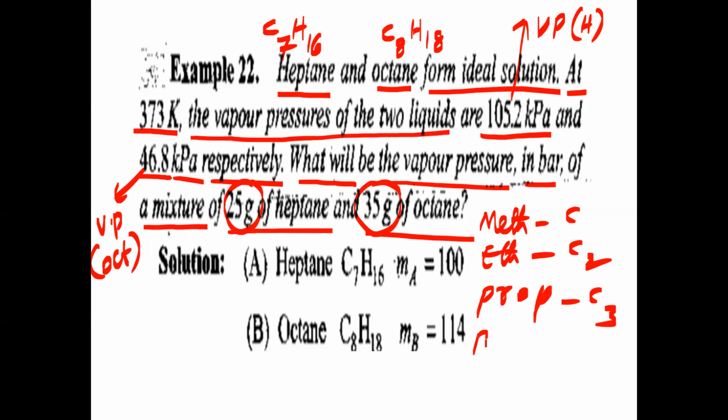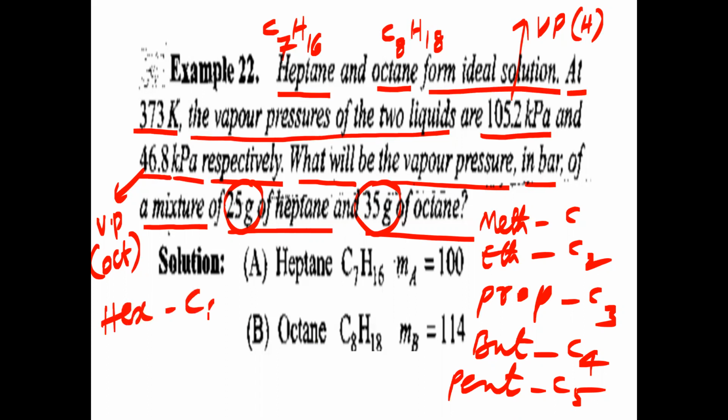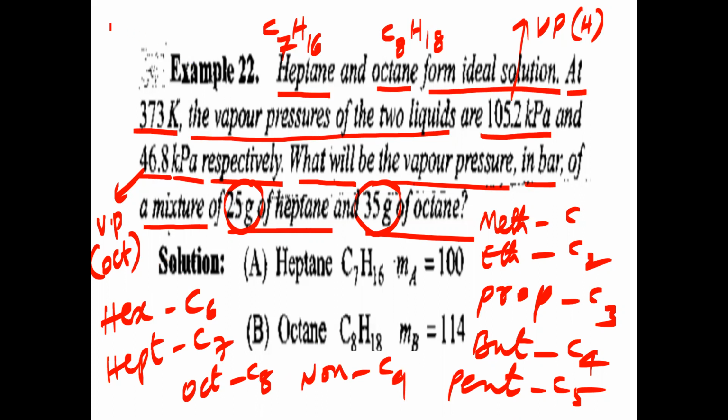Prop indicates C3, but indicates C4, and pent indicates C5. Pentane: pent is C5, -ane is double plus 2, so C5H12 is the formula of pentane. Similarly hex is C6, hept means 7 carbons, oct means C8, non means C9, and dec indicates C10, like this.